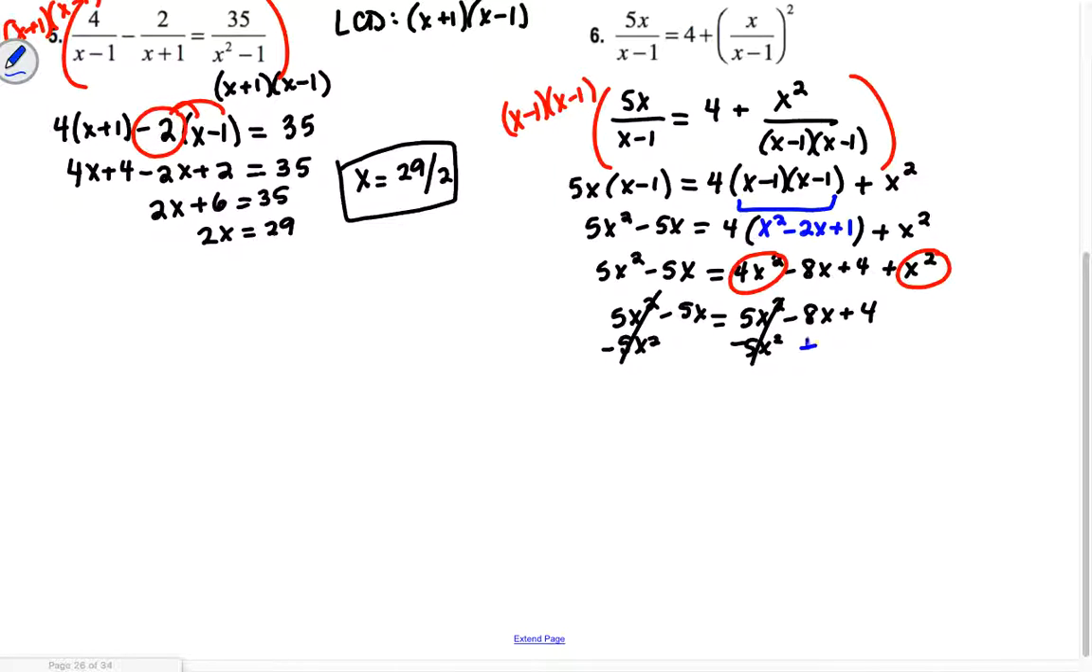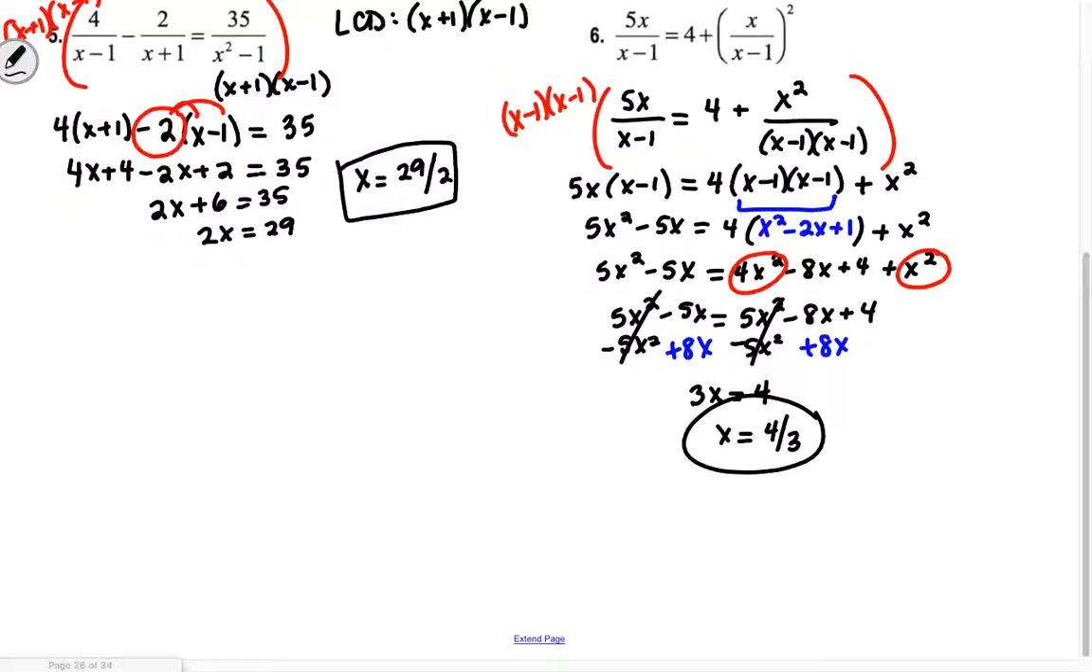Okay, so we're going to add the 8x and add the 8x. So we get 3x is equal to 4, so x equals 4 over 3. And then just do your quick check just to make sure. So looking at your denominators originally, 1 was the only thing that would make it undefined, so 4/3 is going to be fine. Okay, is this making sense? Okay.